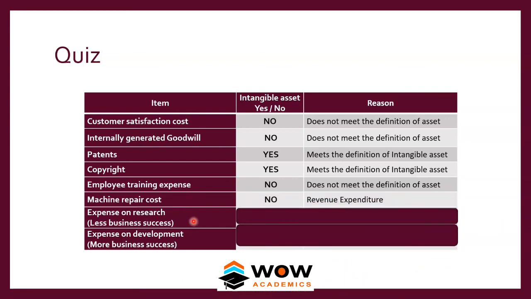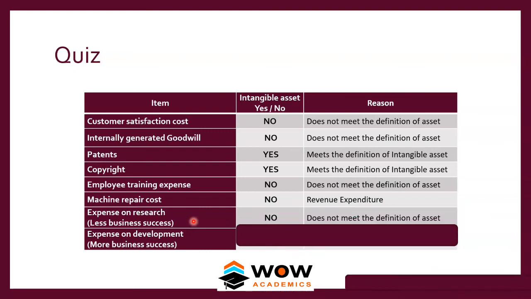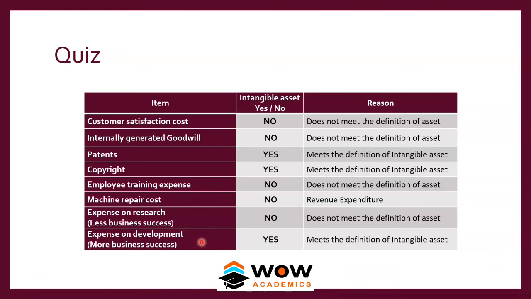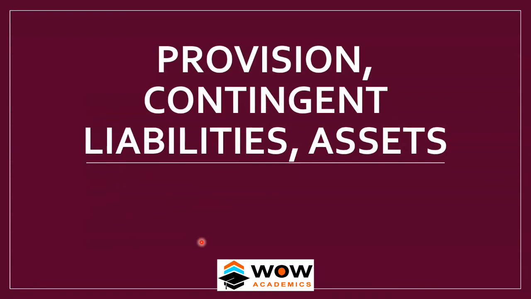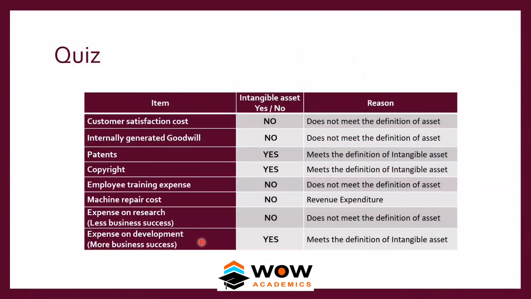Expense on research is an expense. Expense on development, yes. Okay, so that's about the quiz. Hope you got better clarity here. Next we look at the sums with regard to intangibles, and you will get a better idea of what we are dealing with.